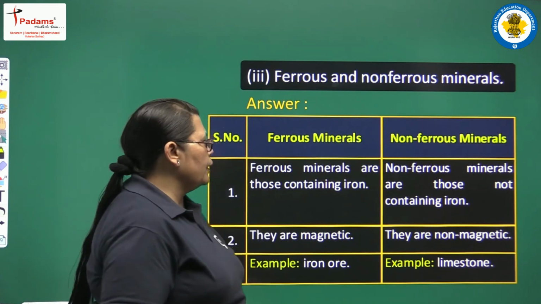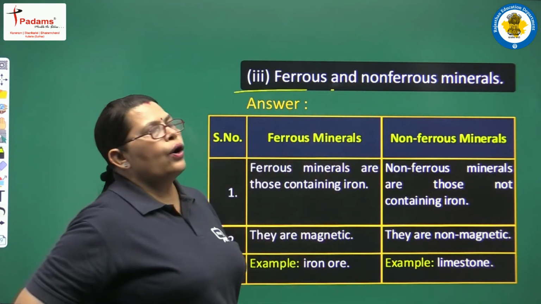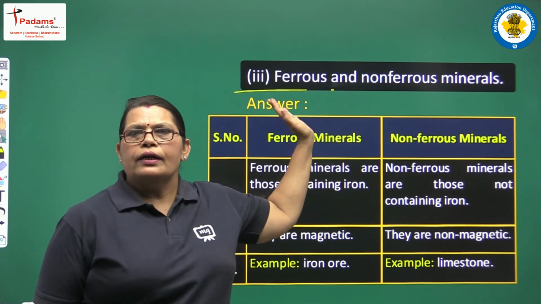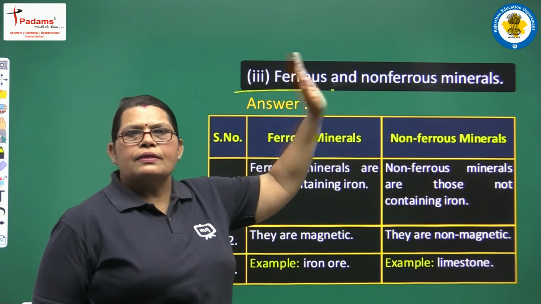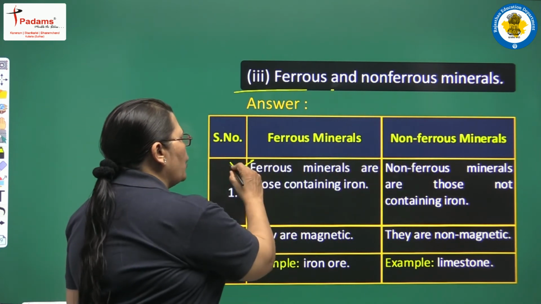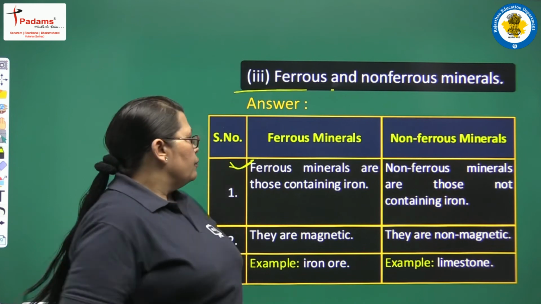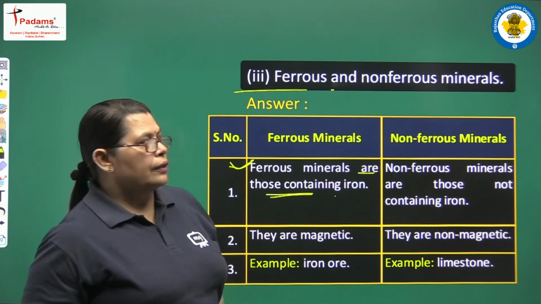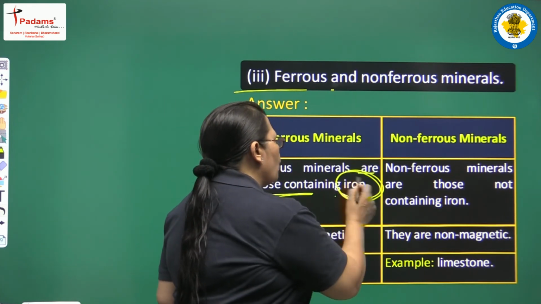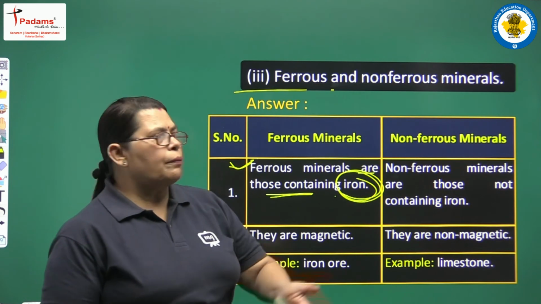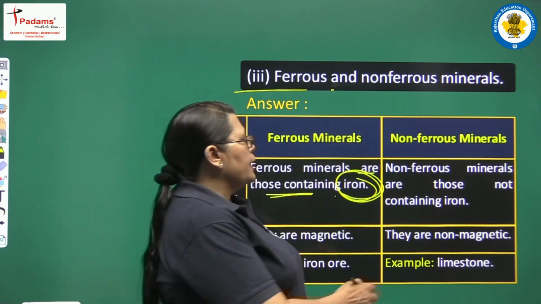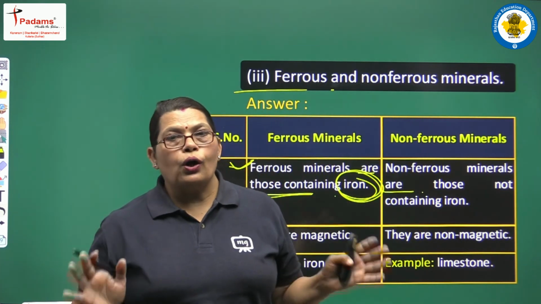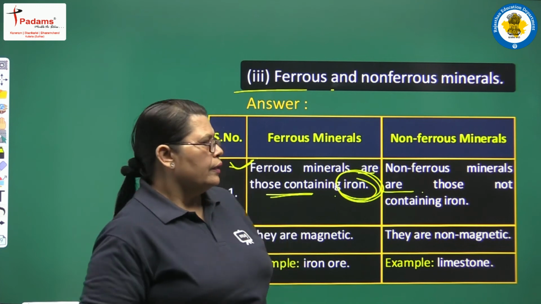Here is our next question. Ferrous and non-ferrous minerals. What are the main points of difference between the ferrous and non-ferrous minerals? See here, our first point includes here ferrous minerals are those which contain iron. So iron is the important thing here. When we are talking about the non-ferrous minerals, then see here, non-ferrous minerals are those which do not contain iron.